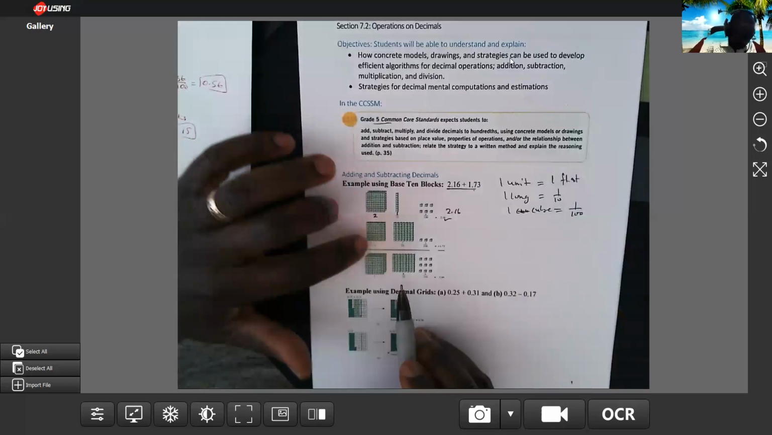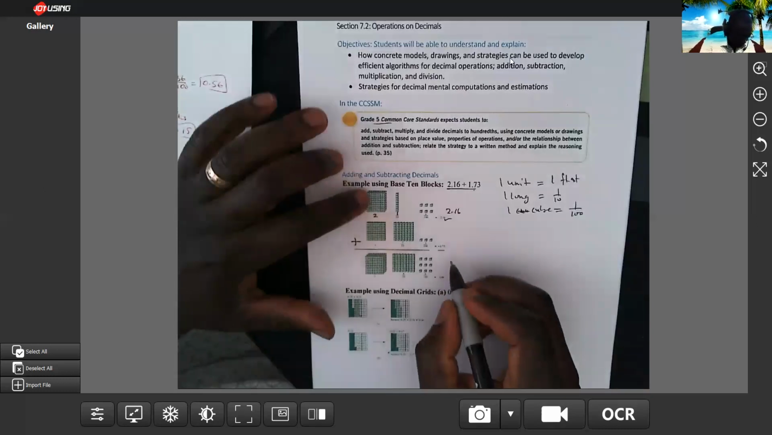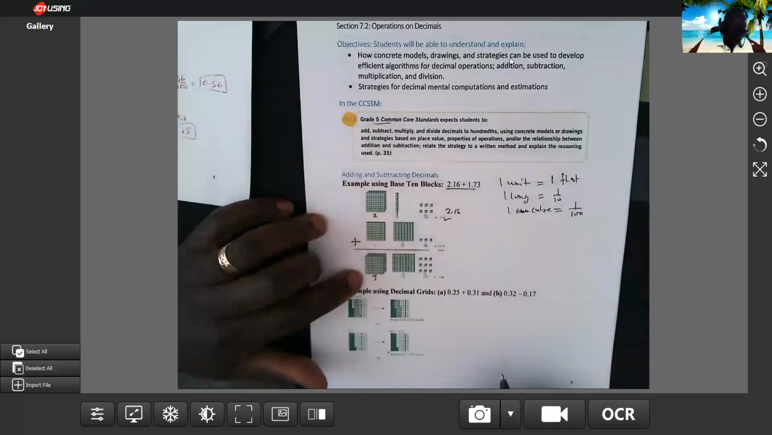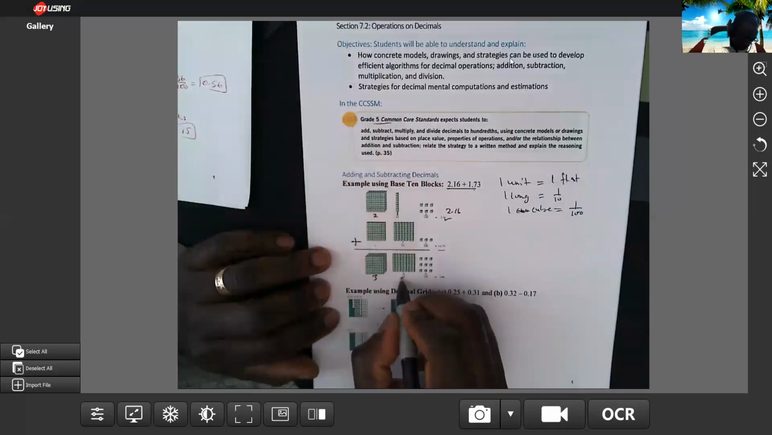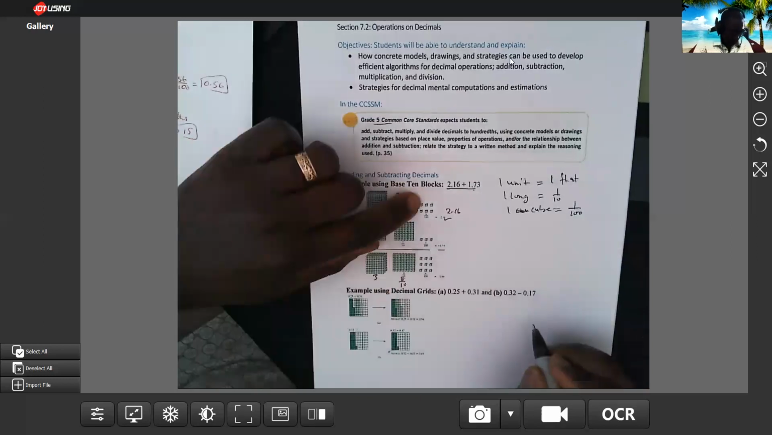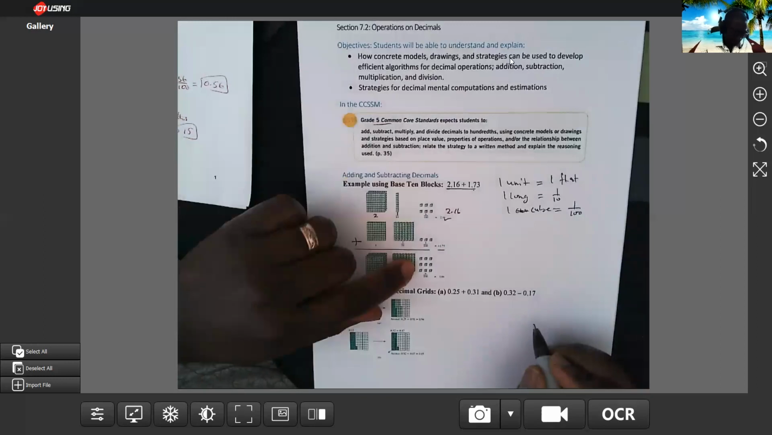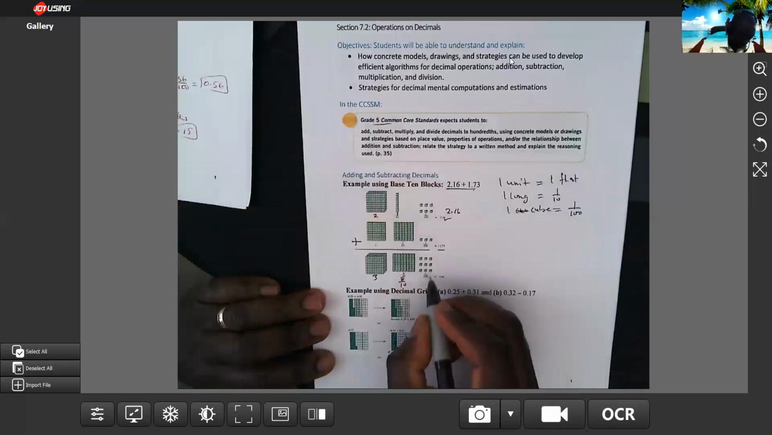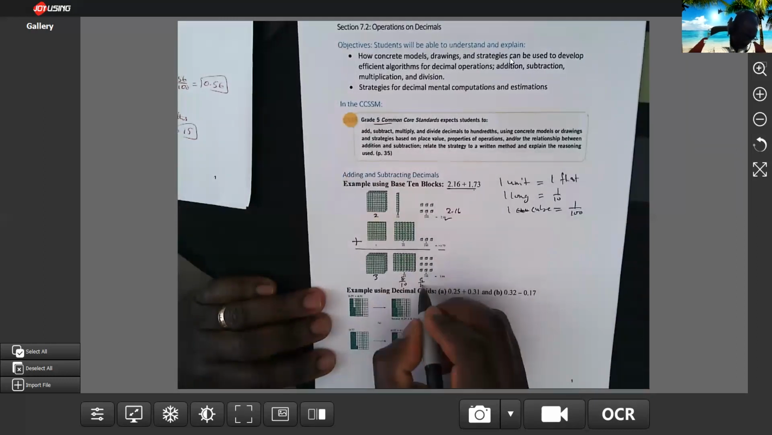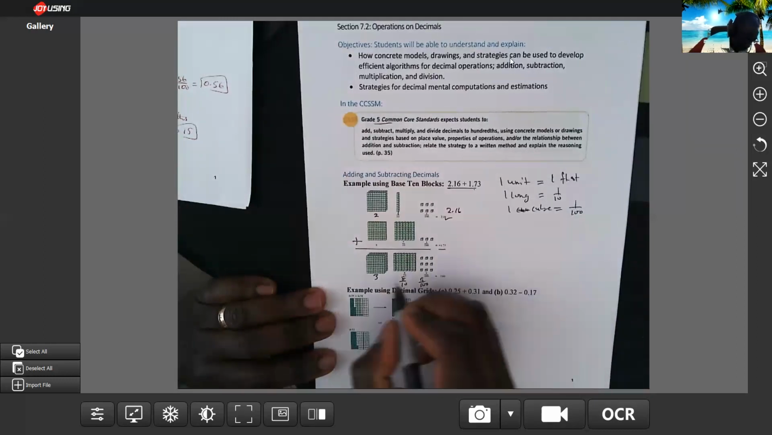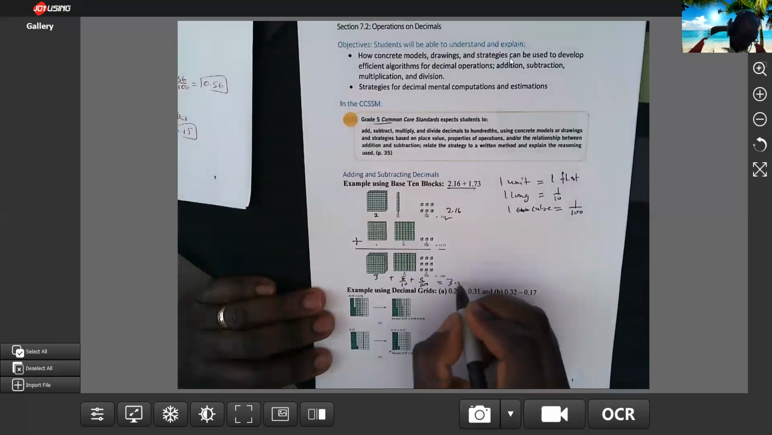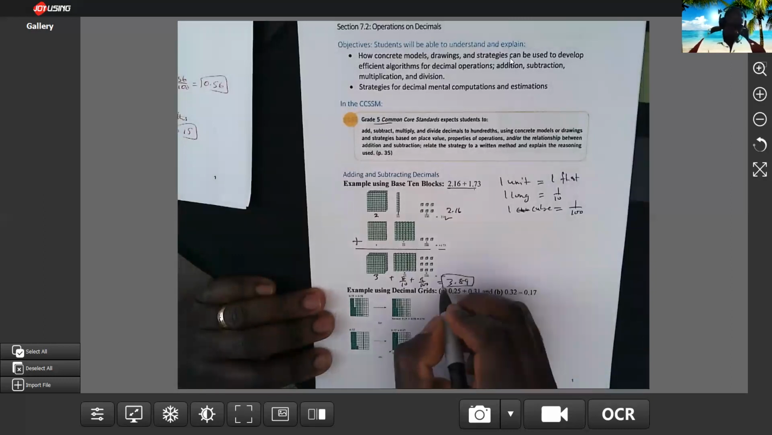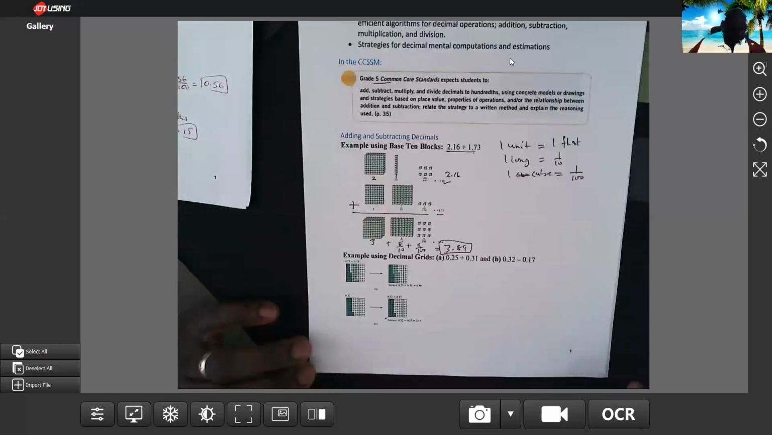So if you add these, how many flats do we have? 2 plus 1 is 3 flats. Then 1 plus 7 longs gives us 8 longs, but we write it as 8/10. And 6 cubes plus 3 cubes gives us 9 cubes, which is 9/100th. So this will be 3 flats plus 8 longs plus 9 cubes, giving us 3.89. So that would be your answer.